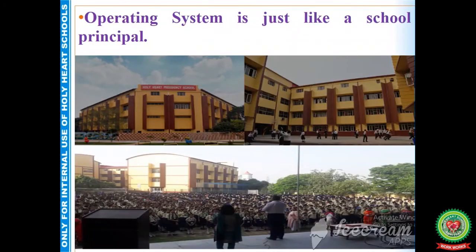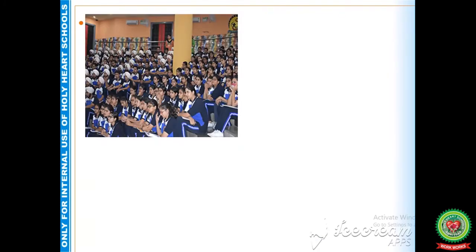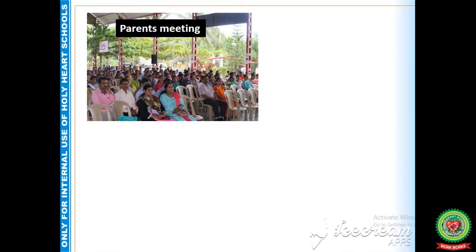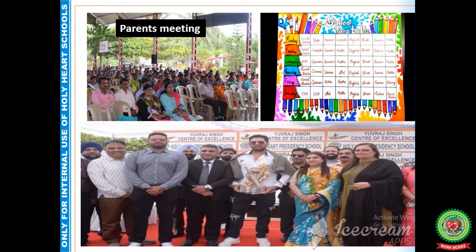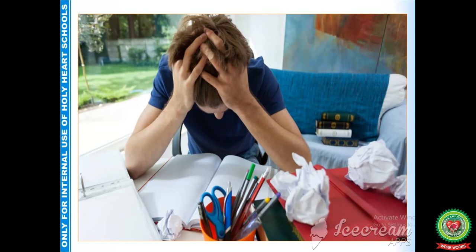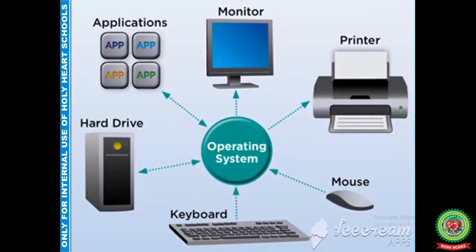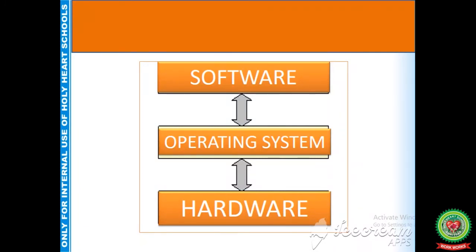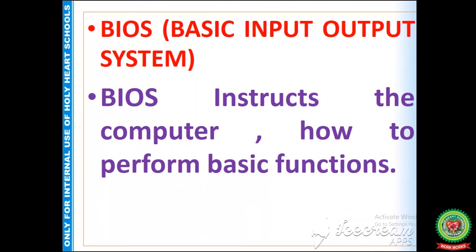Operating system is just like a school principal. A principal has various responsibilities to perform, such as managing the school, supervising the students and staff, maintaining the discipline, arranging parents' meetings, timetable, and visitors. If there is no principal in a school, what will happen? Imagine. Everything will become unorganized. Similarly, a number of services are provided by an operating system. If the operating system is not working in a computer, it will not be able to do any operation. So, operating system acts as a central coordinator between hardware and software, which instructs the computer how to perform basic functions.